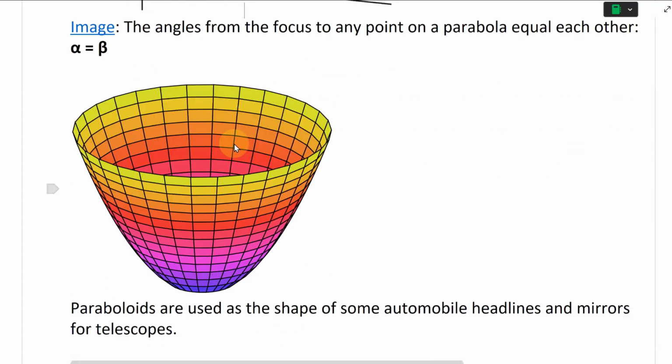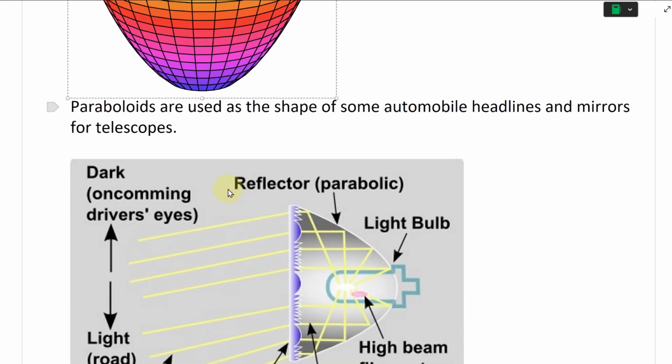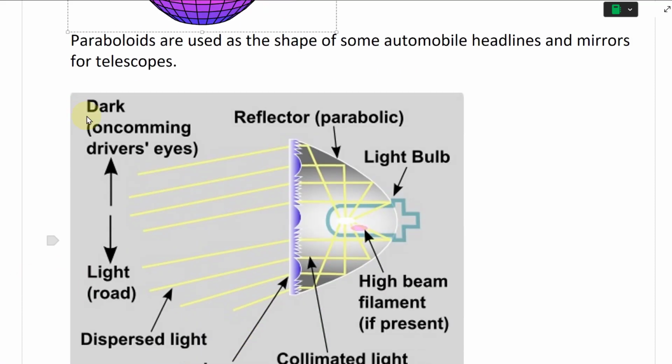And this is the shape of it. So paraboloids are used as the shape of some automobile headlights and mirrors for telescopes. So you could also shine the light from the inside here, and then it will reflect accordingly. So you can have the light source, and anywhere it goes here, it will go parallel. So you have a light bulb. So here's the oncoming driver's eyes. Light road ahead, and this is dispersed light.